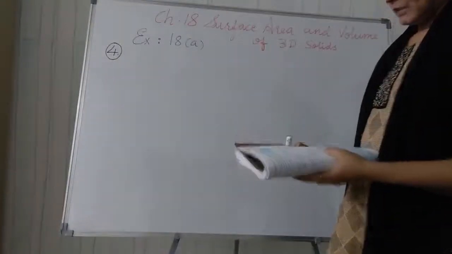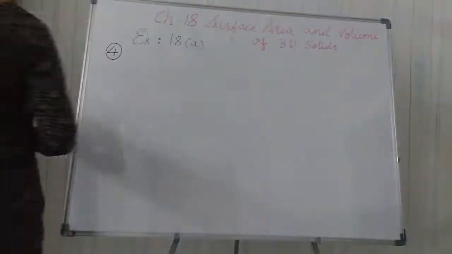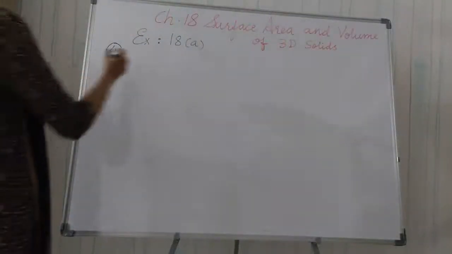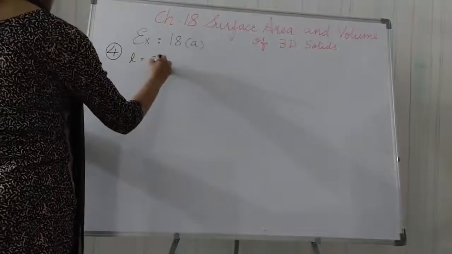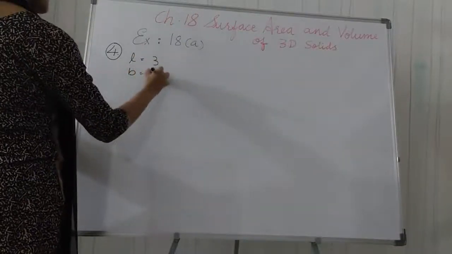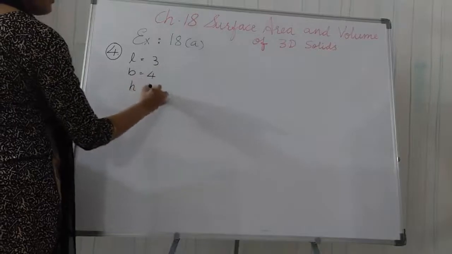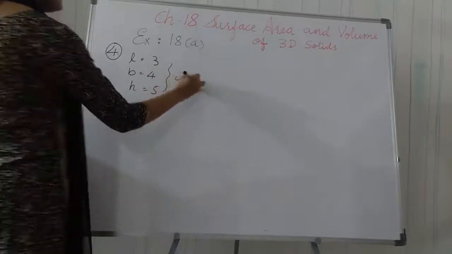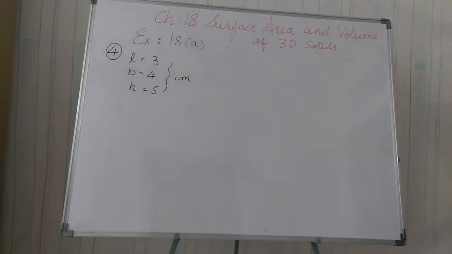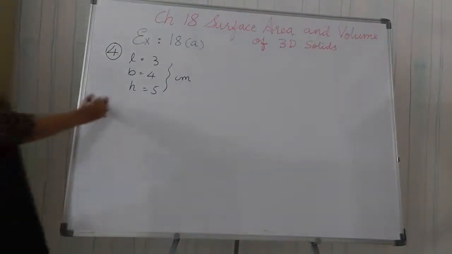Now continuing with our exercise 18A, taking question number 4. See students, in question number 4, we have 2 sub-questions. So I will take the second of it, in which we want to find the diagonal of the cuboid. So here length is given as 3 centimeters, breadth as 4 centimeters and height as 5 centimeters. They all are in centimeters. So now we want the diagonal of the cuboid.